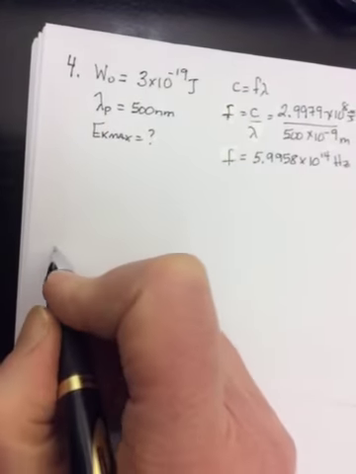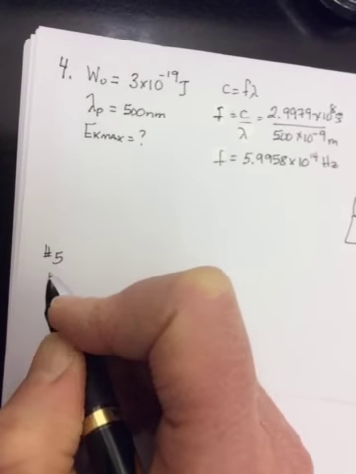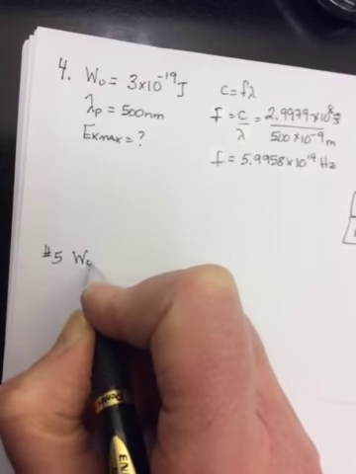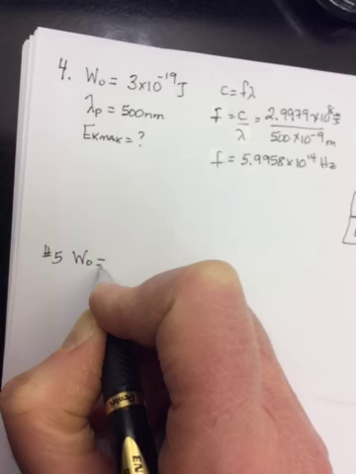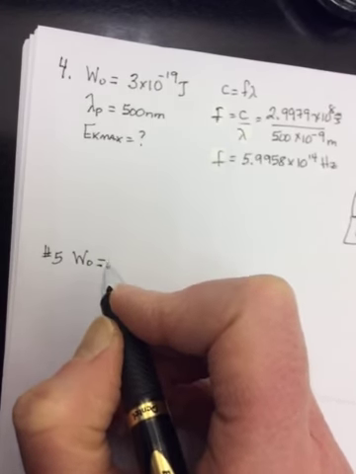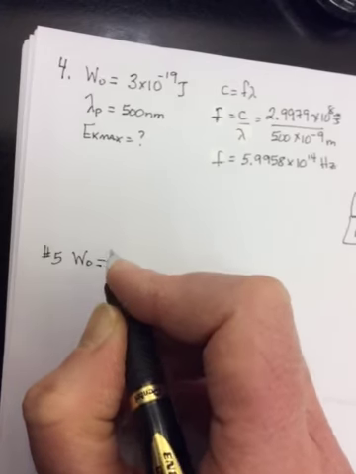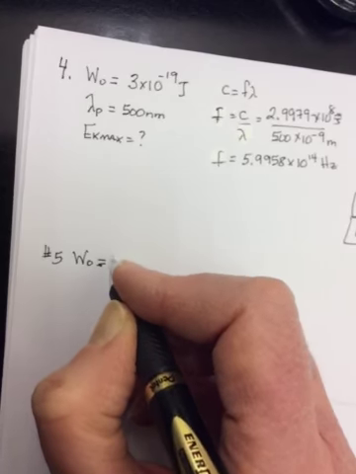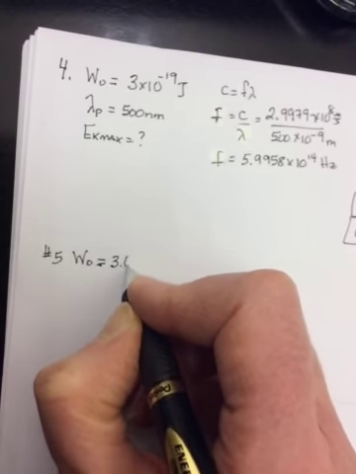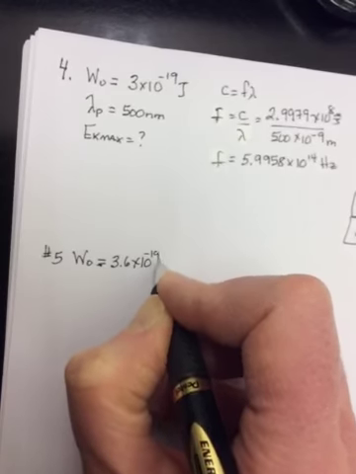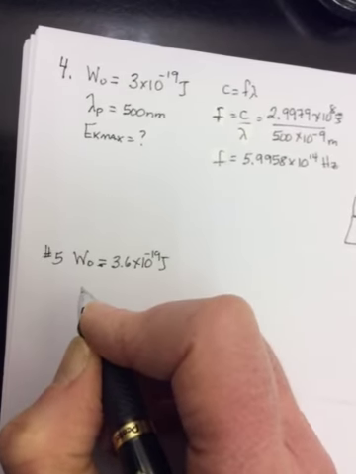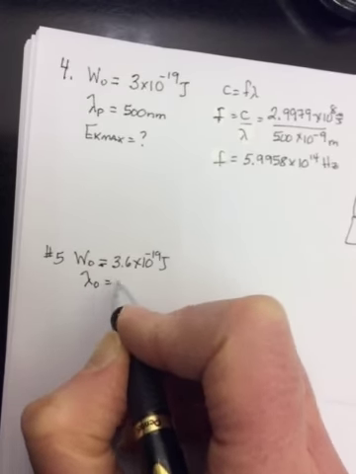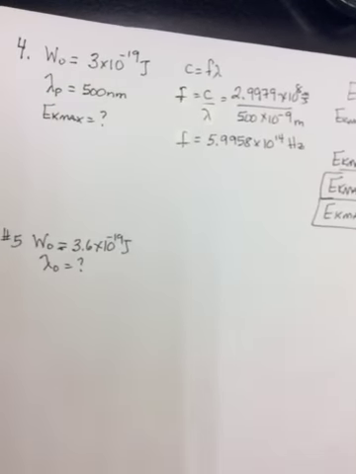Number 5 says the energy required to remove an electron from a certain metal. That's a fancy way of saying the work function, or the WO. That's what WO is, okay? The work needed to remove an electron, or the work function. So in this question, it's 3.6 times 10 to the negative 19 joules. What is the longest wavelength that will cause the electrons to be emitted? It's actually asking for lambda O. Longest wavelength will be smallest frequency.